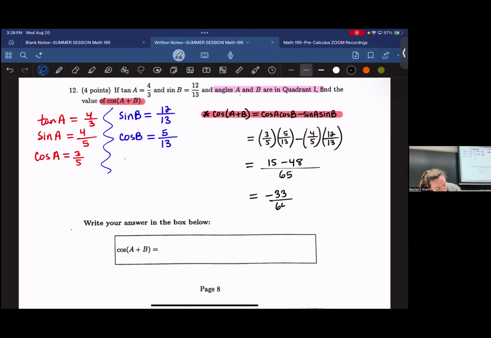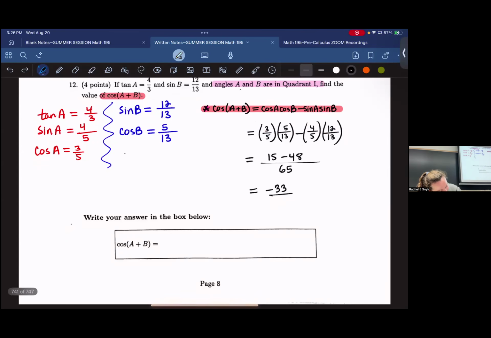I think my brain is slowly shutting down. And we're done. That's in fully simplified form.